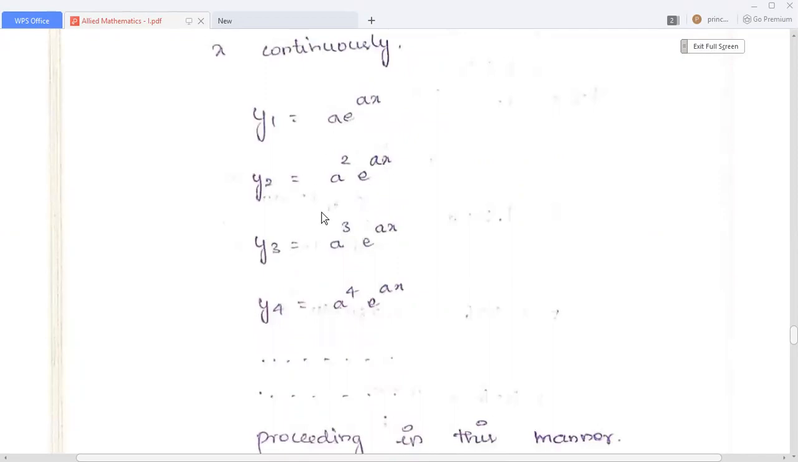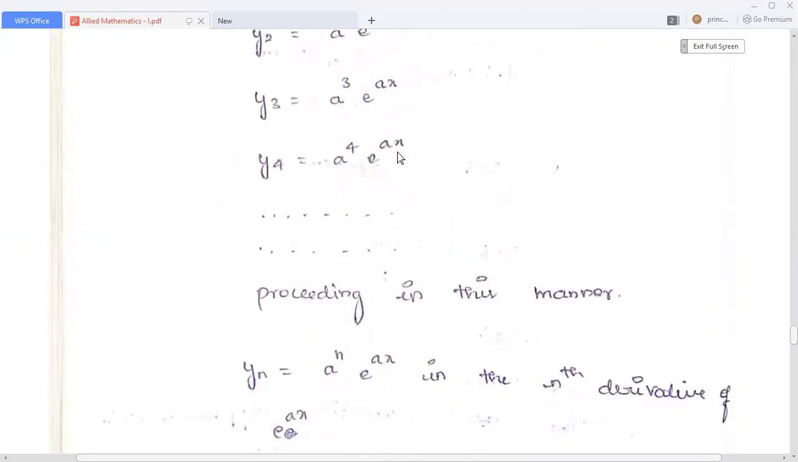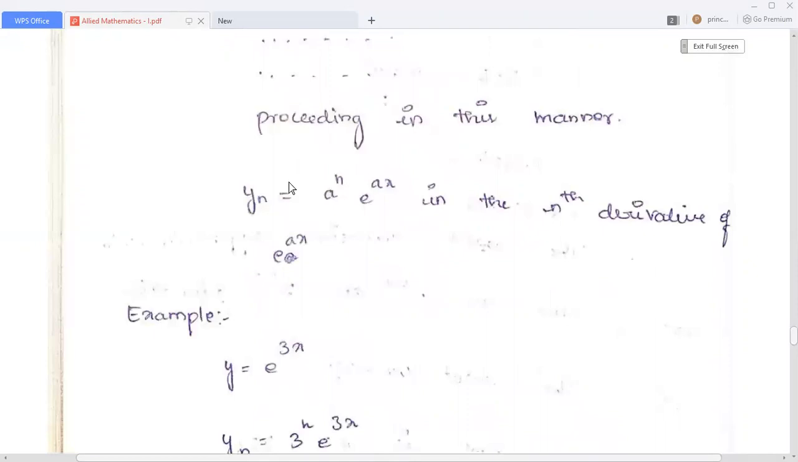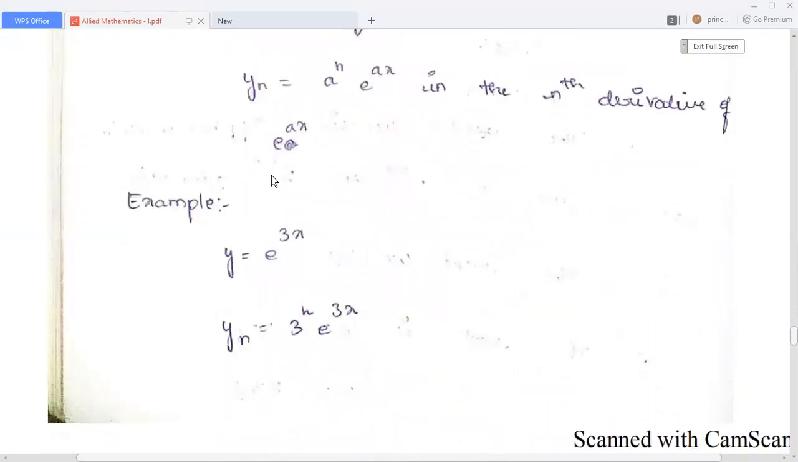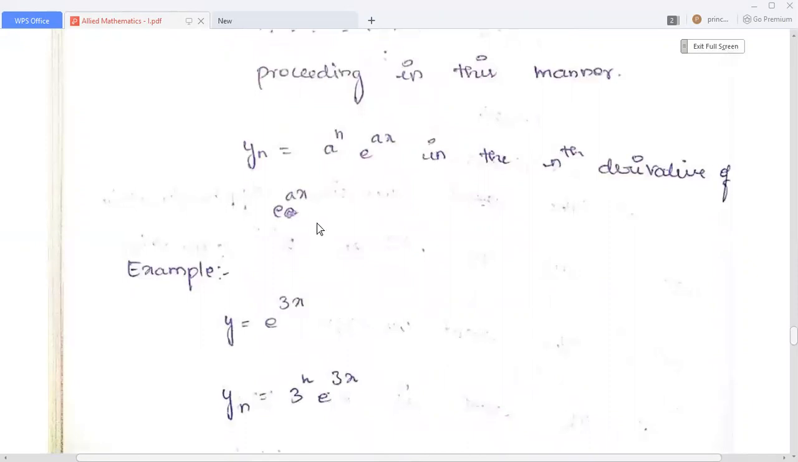Similarly, we calculate the third derivative. y3 equal to, here a square is constant. If we differentiate e power ax, we get e power ax into a. Therefore, a square into a is a cube. So that is y3. Similarly, we calculate y4. y4 equal to a power 4 into e power ax. So proceeding in this manner, we find the nth derivative. That is yn is equal to a power n into e power ax, is the nth derivative of e power ax.